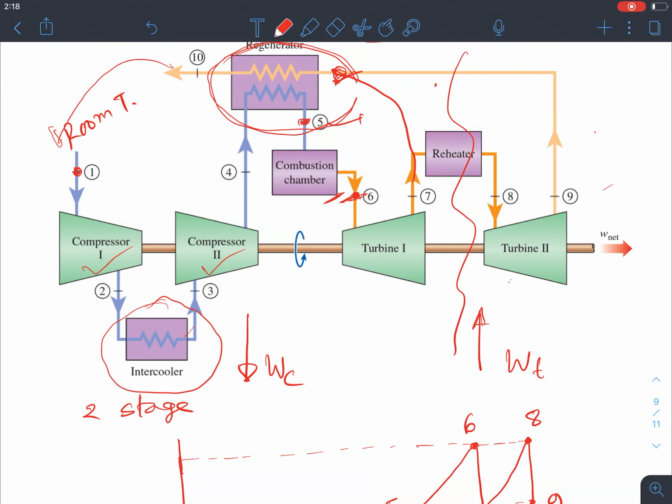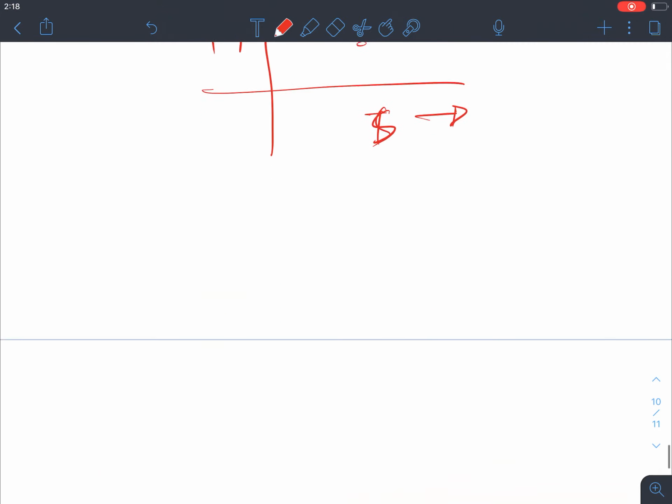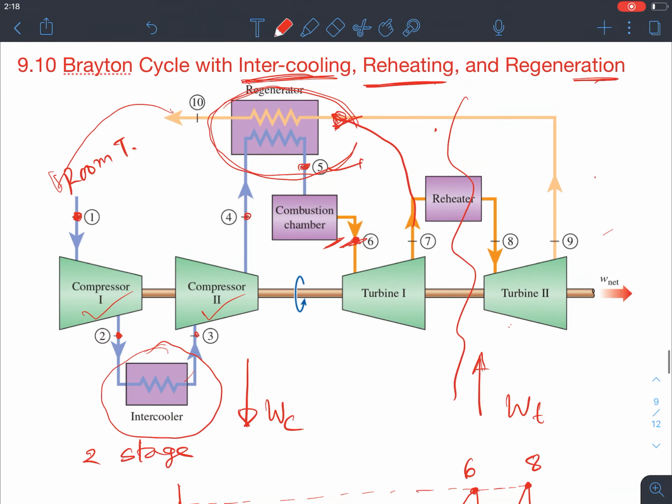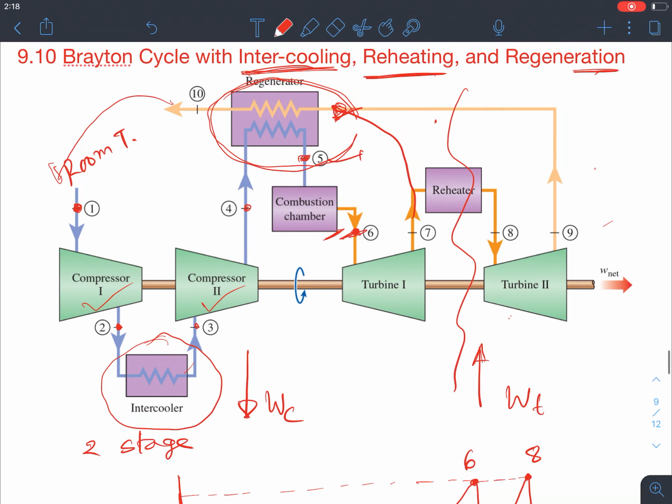But one thing I would like to mention about this modified Brayton cycle with 2 stage compression and 2 stage expansion, basically that the output pressures of compressor 1 and compressor 2, that means P2 and P4, are the same, and similarly compressor 1 input and compressor 2 input pressures are the same. That means the relation will become something like P2 divided by P1 equals P4 divided by P3. So this is one relation.